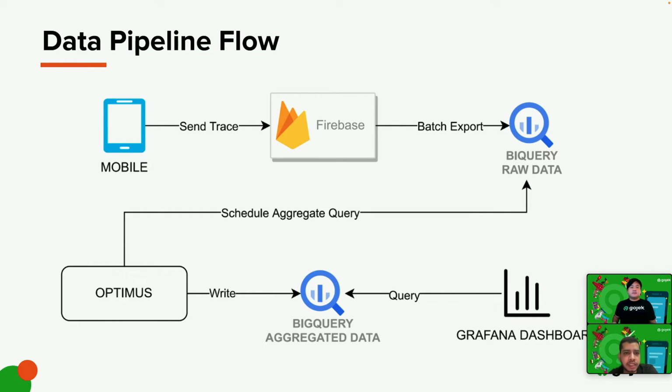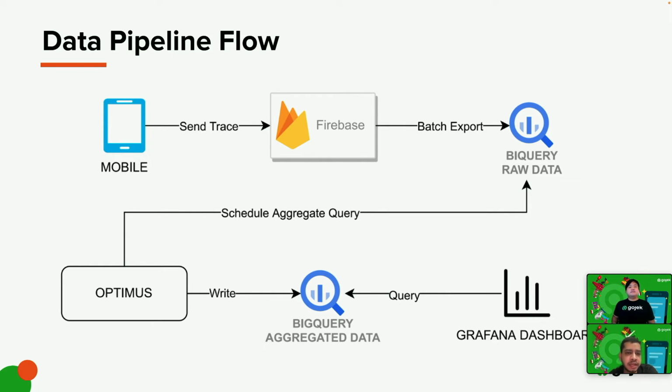In the previous slides, Alfian has explained what all metrics we use for measuring mobile app performance. Now, let me take you through how we capture these metrics and design the data pipeline flow so it can be monitored from a dashboard.